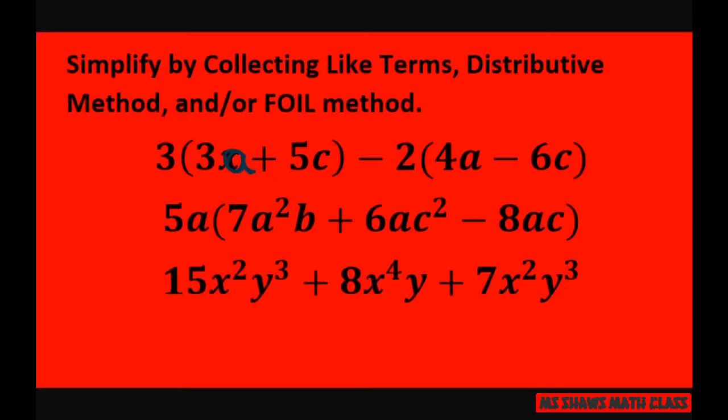21, we're going to simplify by collecting like terms. That one will be like this one here. And we're going to use the distributive method for these two. And this is supposed to be an A, little typo there. All right. So we'll get started for the first one.